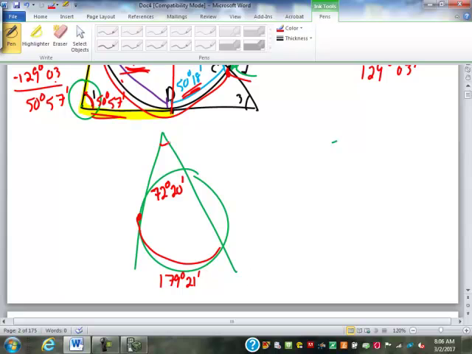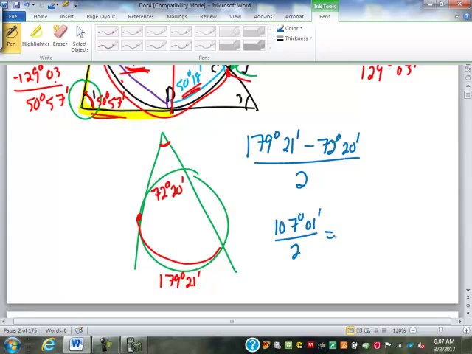And remember, when we have an exterior angle like that, if it was interior, we'd add the two arcs together and divide by 2. If it's exterior, we subtract them. So 179.21 minus 72.20, then we divide by 2. So we subtract those, that's going to be 107.01. Divided by 2 is going to be 53.30. Technically 30 minutes, 30 seconds.